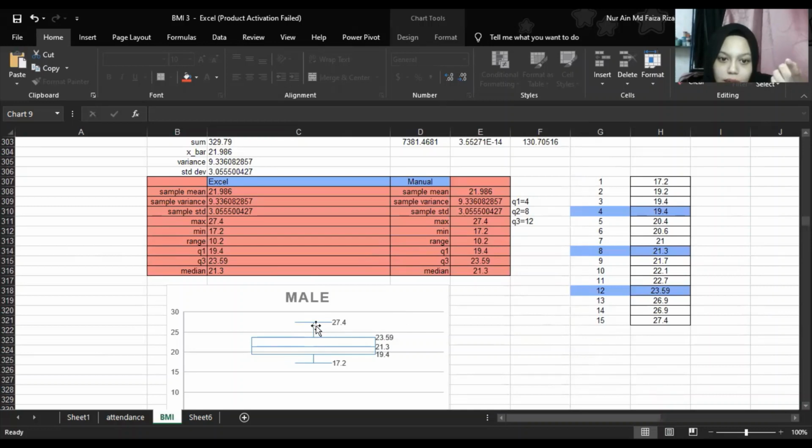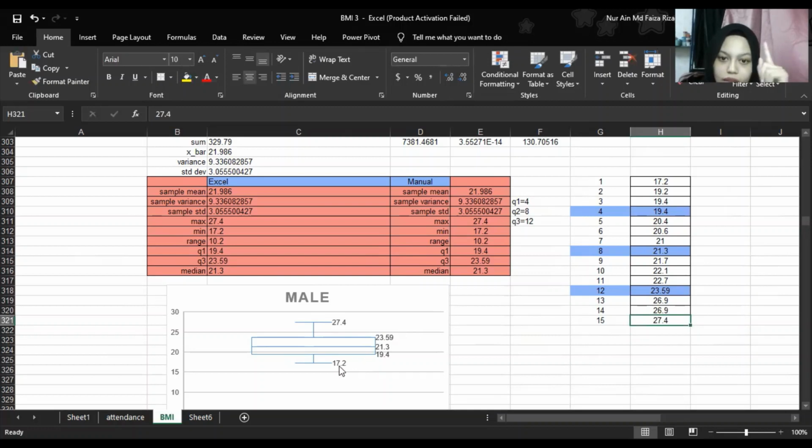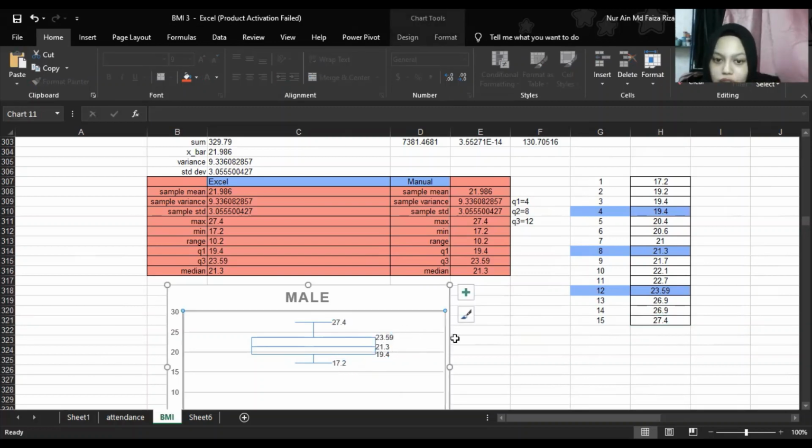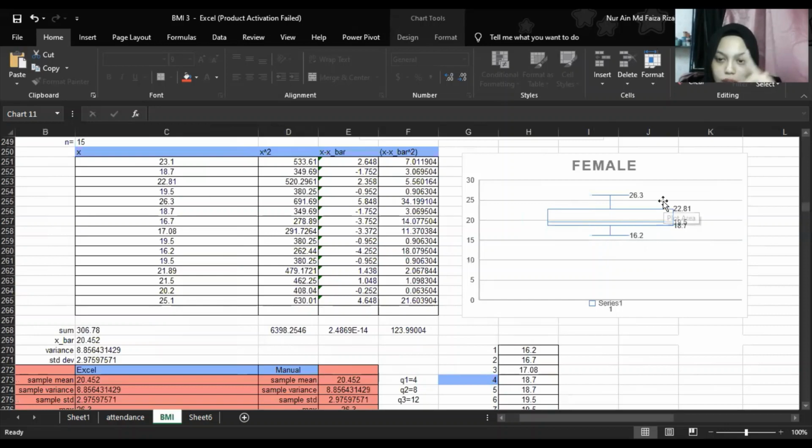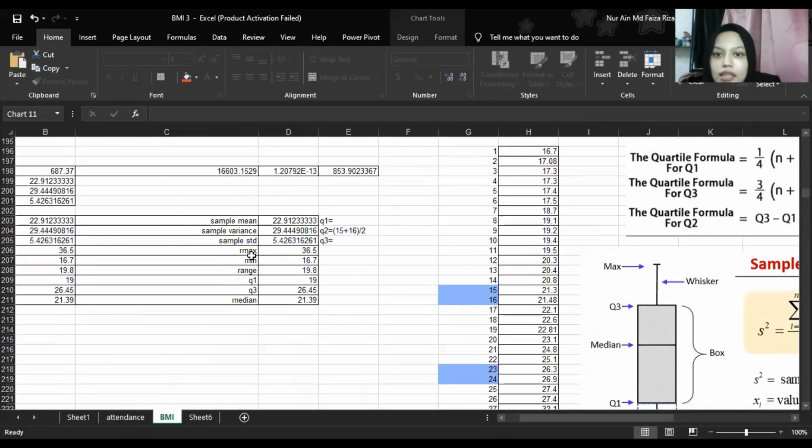For female, the maximum is 27.4 and the minimum is 17.2, 21.3 is the median, 23.59 is the Q3, and 19.4 is the Q1. Same goes for the male whisker plot: 26.3 is the maximum, 16.2 is the minimum, 22.81 is the Q3, 19.5 is the median, which is Q2, and 18.7 is the Q1. So I think that's all.